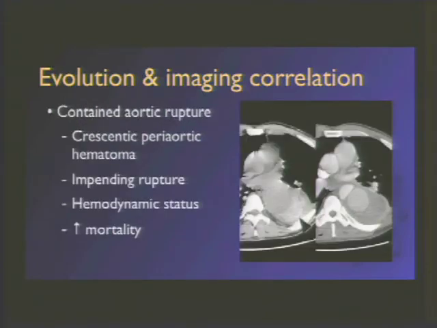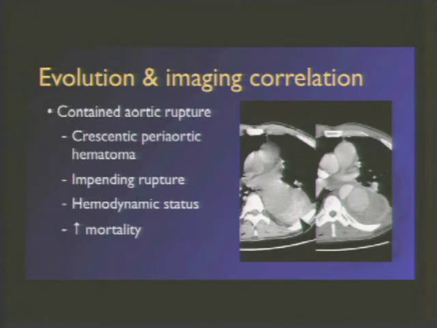Another potential or very feared complication of aortic dissection is a contained aortic rupture. Generally speaking, what you're going to see is a crescentic periaortic hematoma, like you're seeing here. Some people call this impending rupture. In reality, it's already a rupture. It's a contained rupture. Patients who don't contain the rupture will die at the scene usually. This usually entails a poor hemodynamic status and has a very increased mortality, so it's important to recognize it.